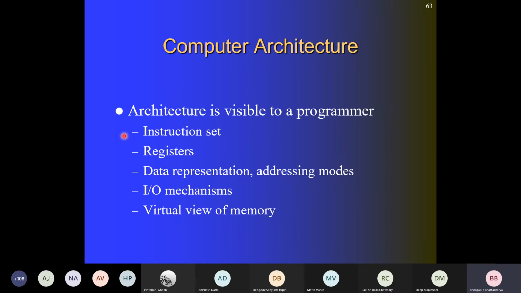How many registers are available? What is the data representation or addressing mode? What is the I/O mechanism? What sort of memory architecture do we have, and so on. These are the parameters which are of importance to a computer architect or a programmer. So architecture is visible to software engineers.